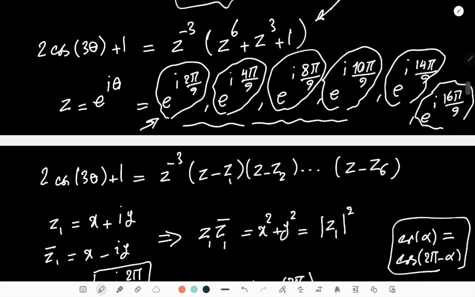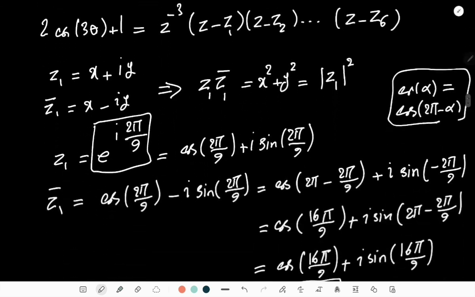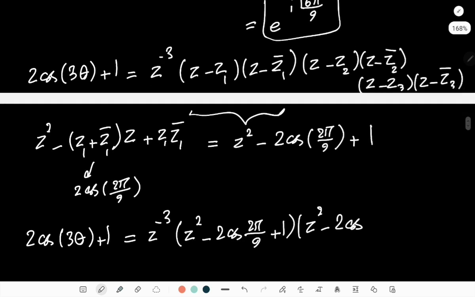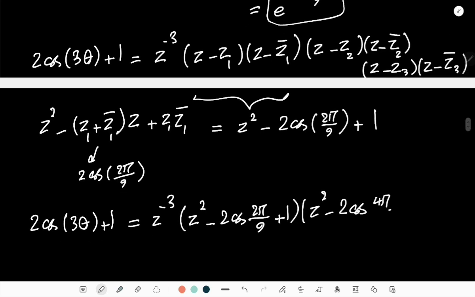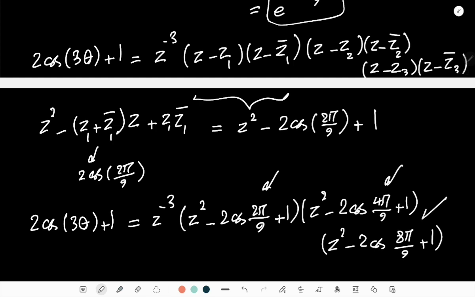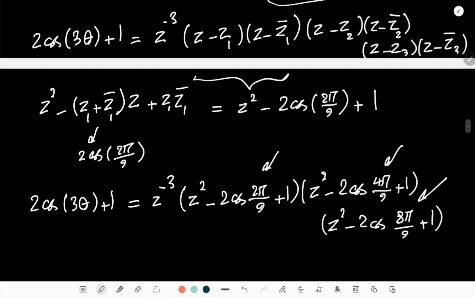let's take a look at the second root and also the third root, 4π and 8π. So there I will have 4π over 9 plus 1 times z² minus 2 cosine of 8π over 9 plus 1. And you can already see the terms which existed in the identity are appearing here. And now I just need to further simplify that.